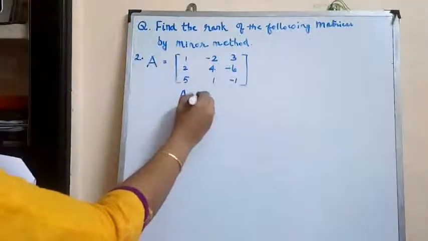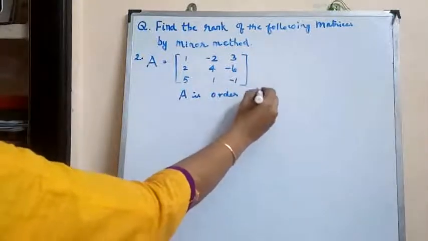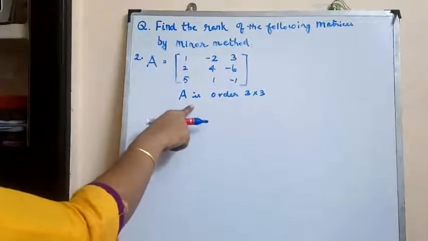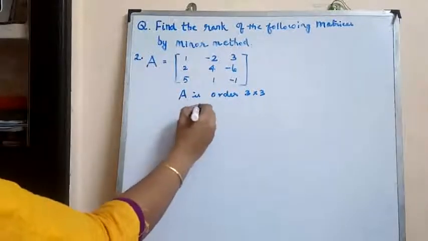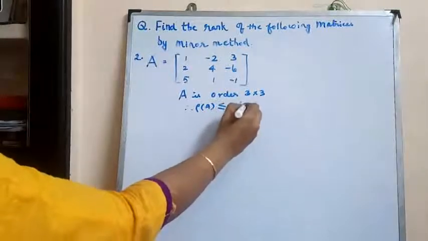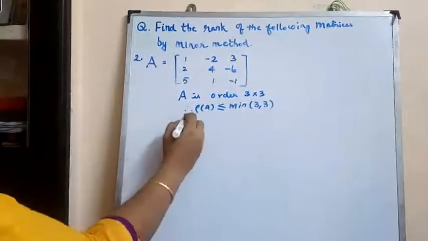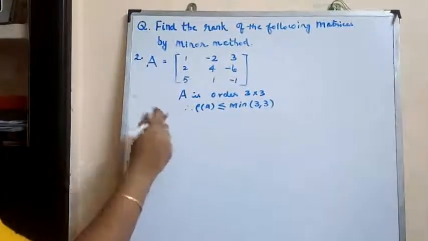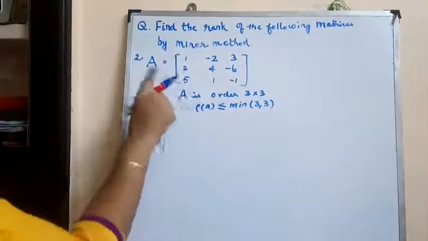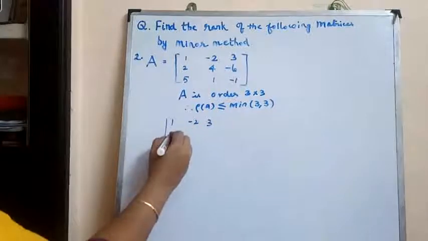Here A is a matrix of order 3 cross 3. So the previous sum was of order 2 cross 2, and this is of order 3 cross 3. So rank of A should be less than or equal to minimum of 3, 3. So the highest order of minor of A we are going to consider. So this is a 3 cross 3 matrix. So highest order is 3. So we are considering this matrix to find the determinant.